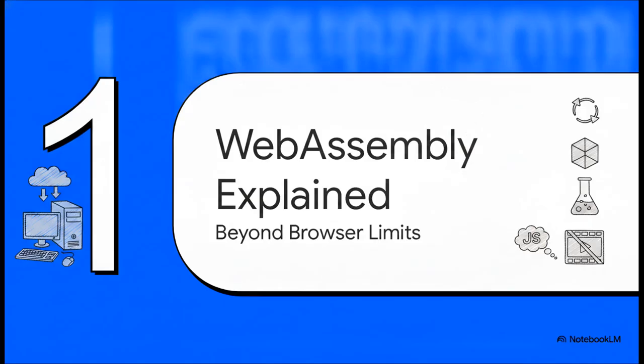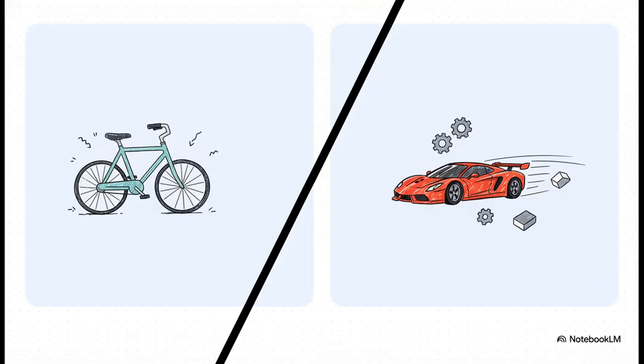Part 1. WebAssembly Simply Explained. Breaking Beyond the Browser's Limits. Let's start with a problem that I think everyone can understand. For decades, if you wanted to do something computationally heavy, like say rendering complex 3D graphics, running heavy simulations, or editing video, you had to download and install a dedicated application right to your desktop. Why? Well, because web browsers basically only understood one language, JavaScript.